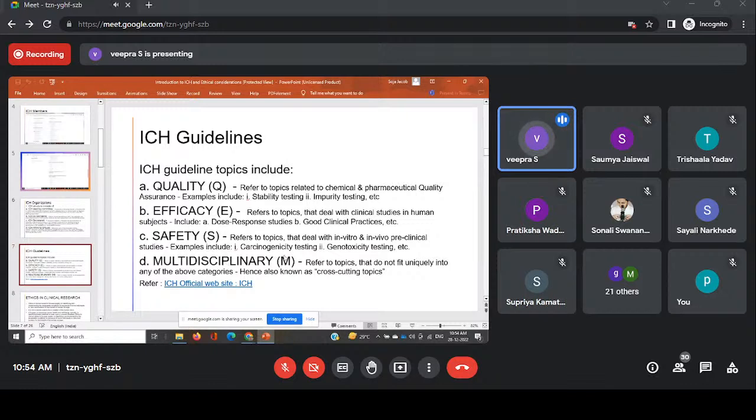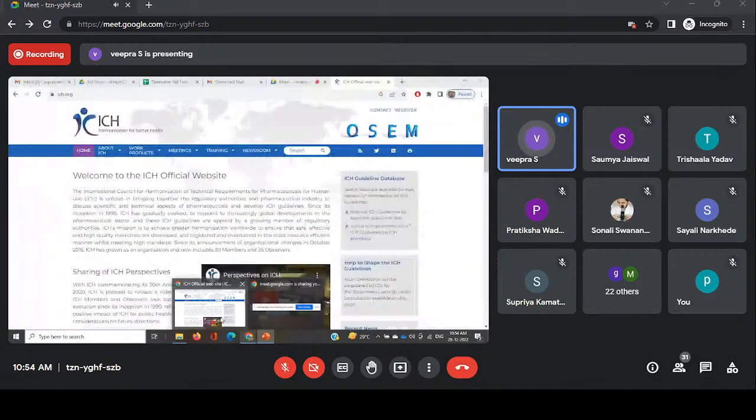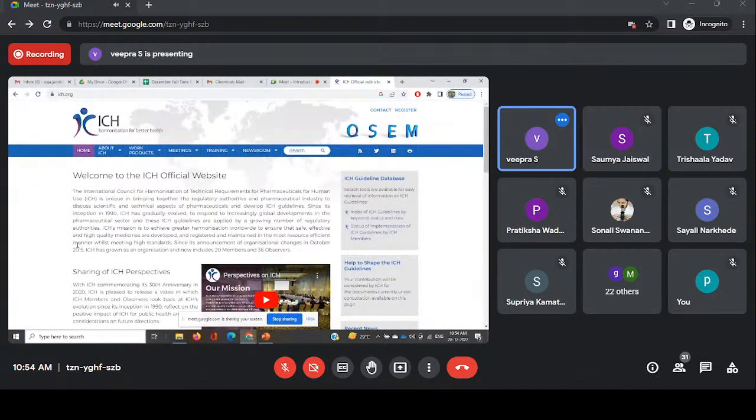Then there is the multidisciplinary guideline, M. The multidisciplinary guideline covers other topics which do not match with quality, efficacy, or safety, and these are present in the multidisciplinary section. So I will show you where you can see these guidelines.